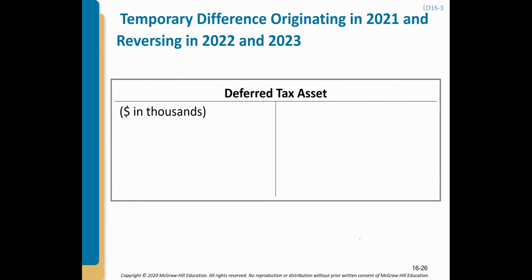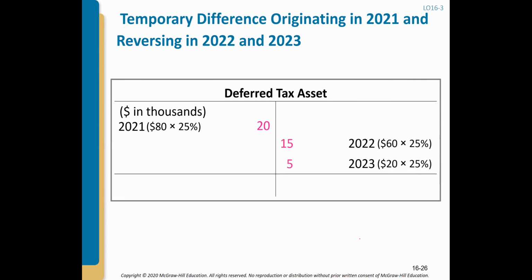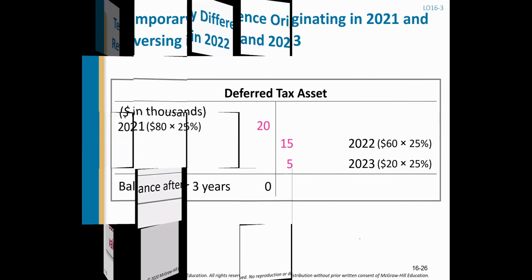So if you look at this deferred tax assets, right, it was 20, right? So now it decreased by 15, decreased by 5, now it becomes 0, after 3 years. Again, that shows you this is a temporary difference only. So deferred tax assets.